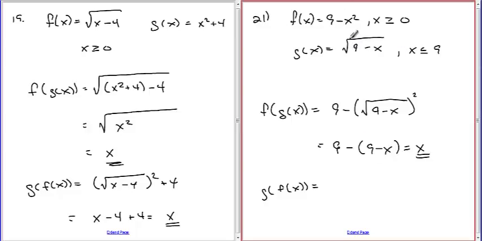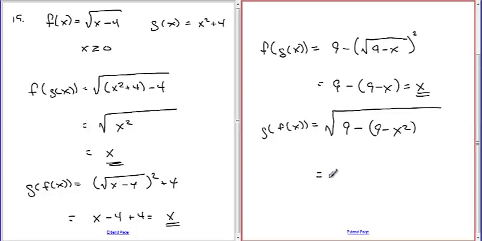And g of f of x is, we plug that into here, so you get the square root of 9 minus x, but instead of x we put in 9 minus x squared, and so you'll see again the 9's cancel out, and then you get negative times the negative, so you just end up with x squared, and you take the square root of x squared and you get x. So it's true in that sense.